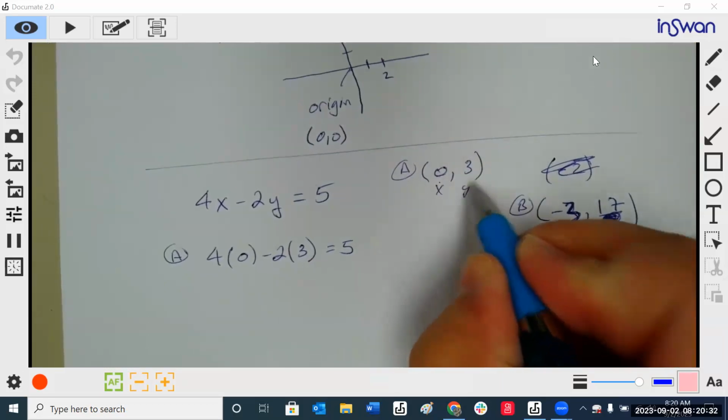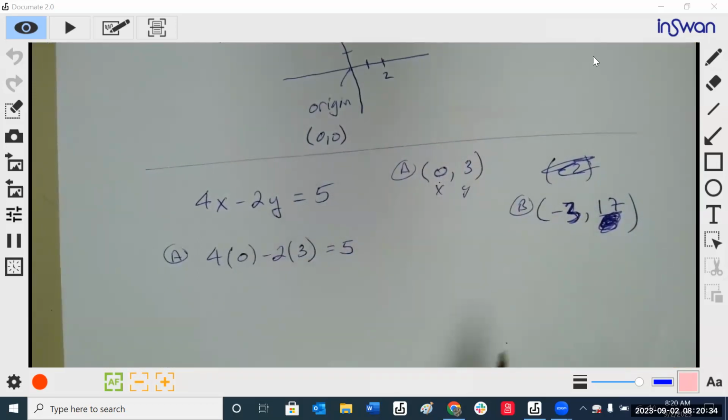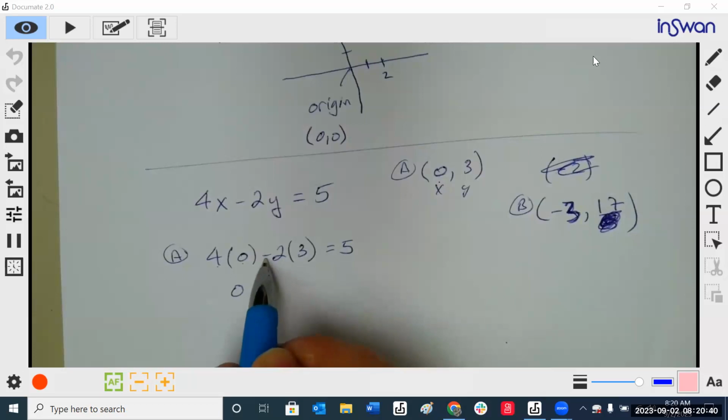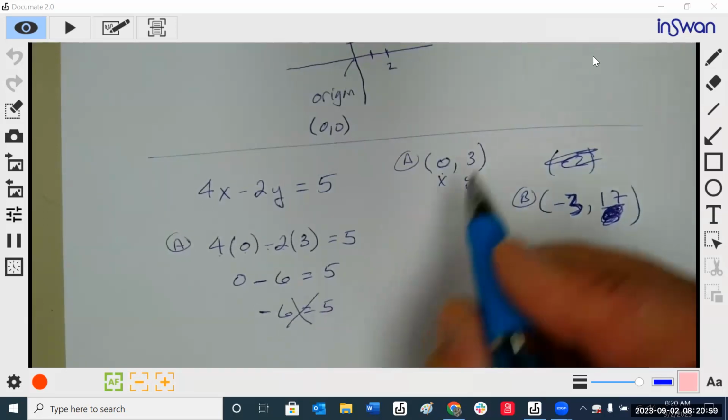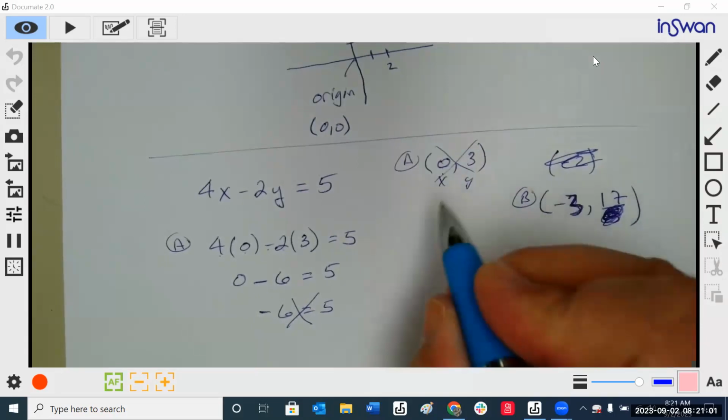Plug in my X and Y in the equation and work it out. 4 times 0. Negative times positive is negative. 2 times 3 is 6. 0 minus 6. Does negative 6 equal 5? So that's not a point. That's not a solution.